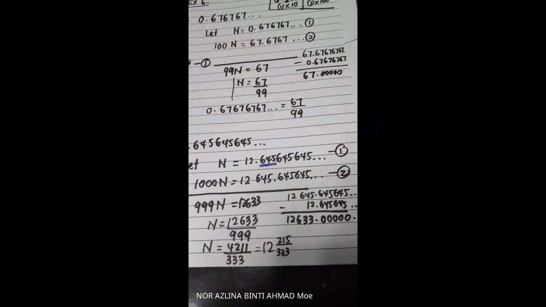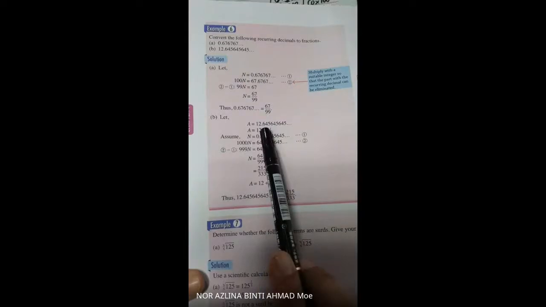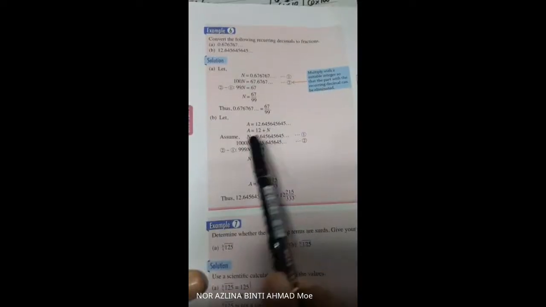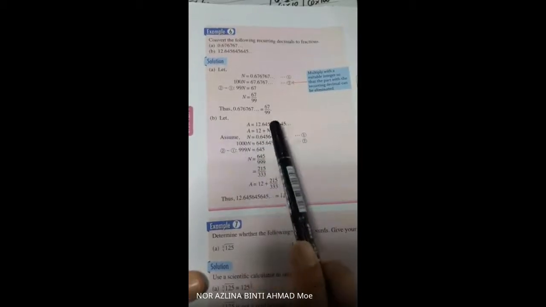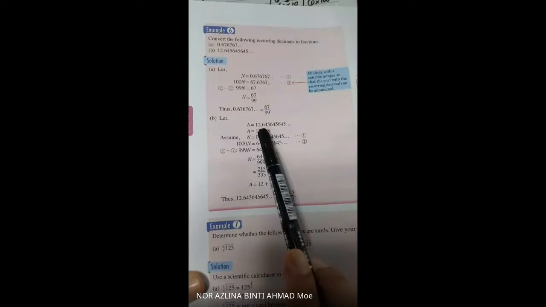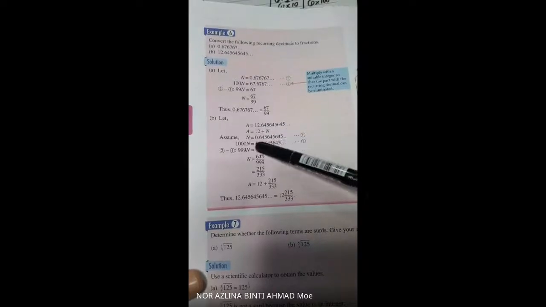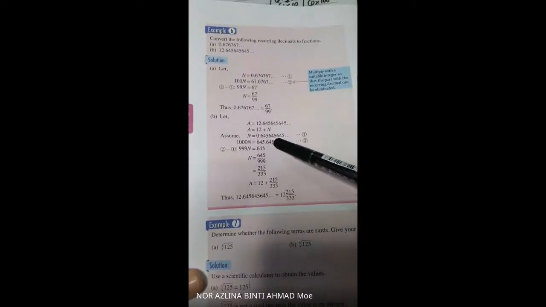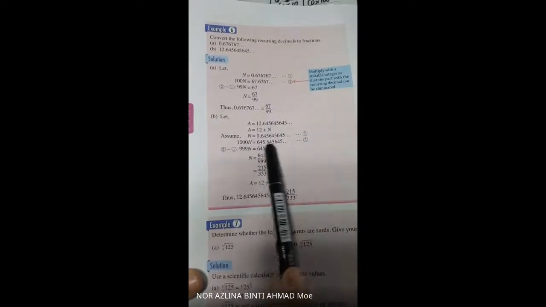Kalau textbook, A equal to 12.645645 and A equal to 12 plus n. n dia ambil yang belakang ni, 0.645645. So dia ambil n ni yang belakang saja. A ni dia biarkan dahulu, 12 plus n. n ini yang dia buat yang baru. n equal to 0.645645. Then multiply 1000. Sama juga dia multiply 1000.